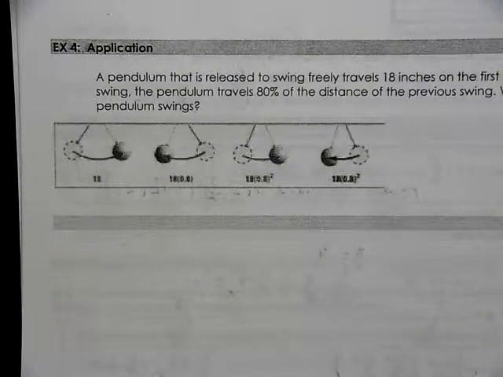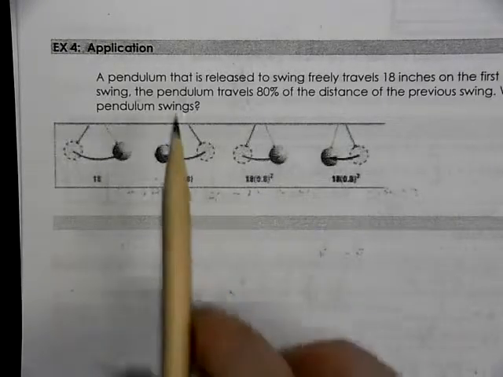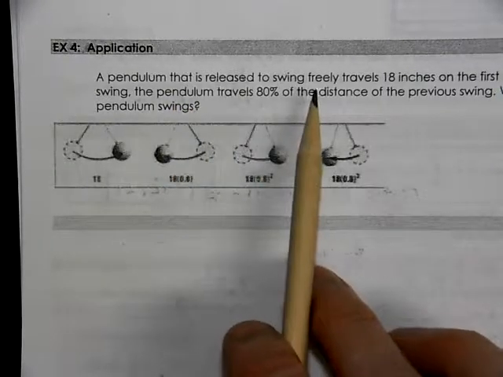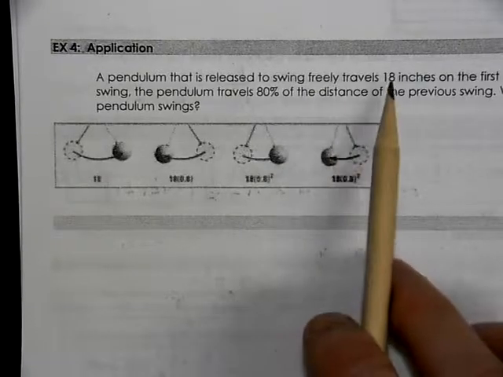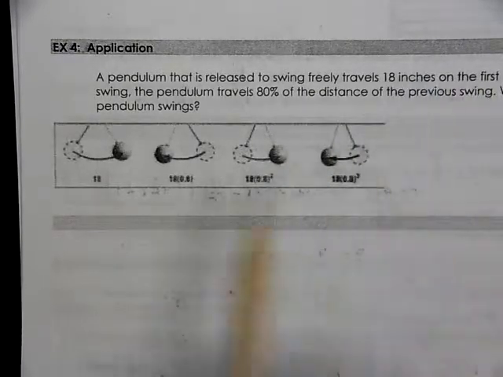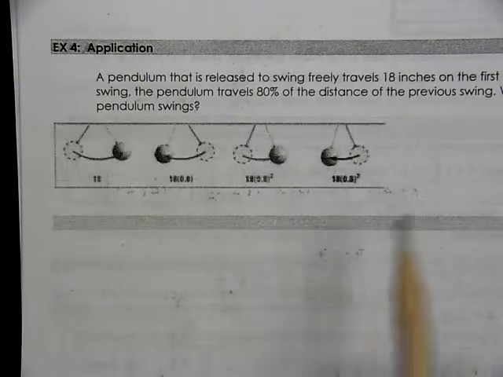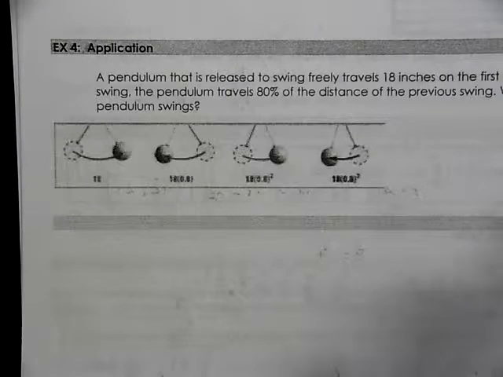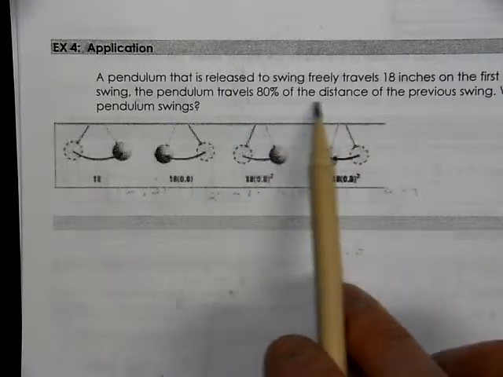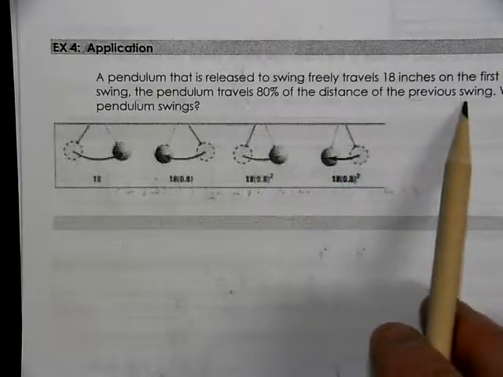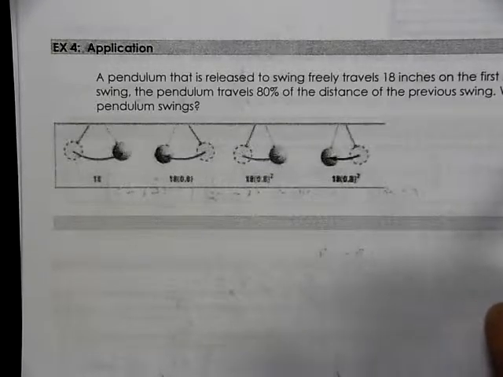Okay, the last question. A pendulum that is released by swinging freely travels 18 inches on the first swing, back and forth. On each successive swing, the pendulum travels 80% of the distance of the previous swing. What is the total distance the pendulum swings?